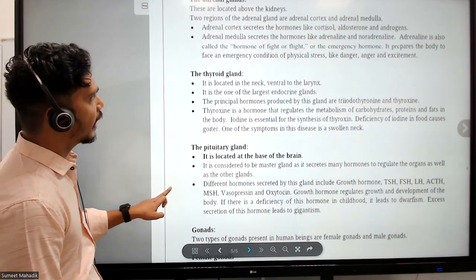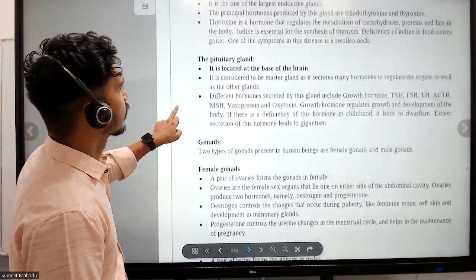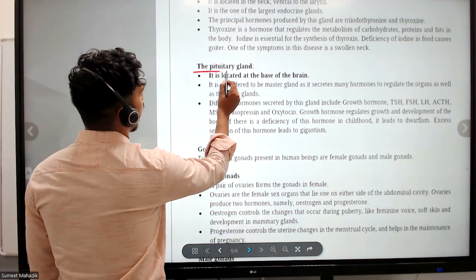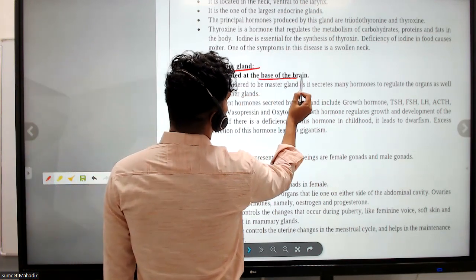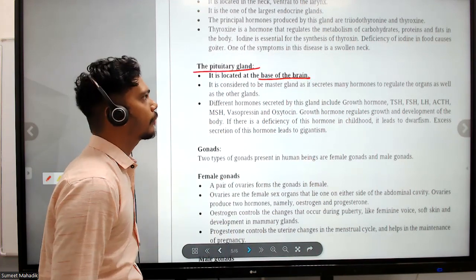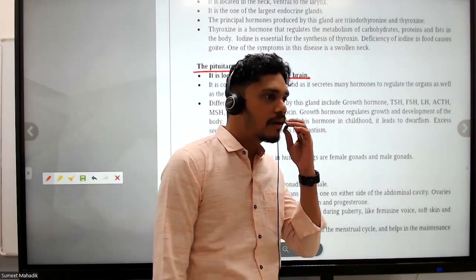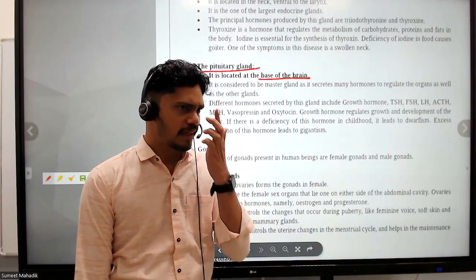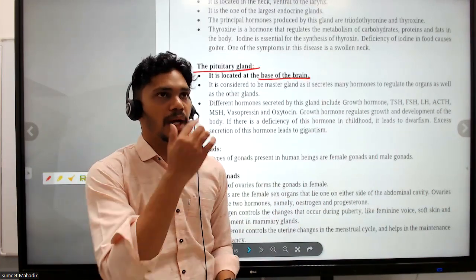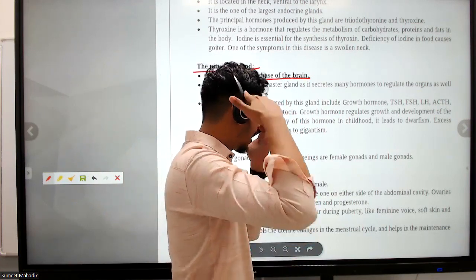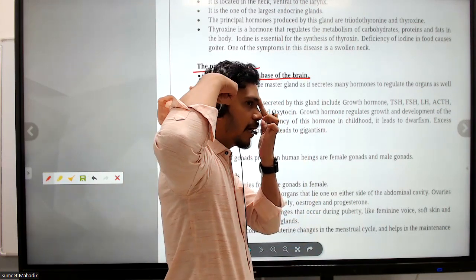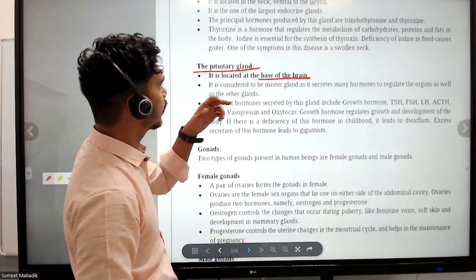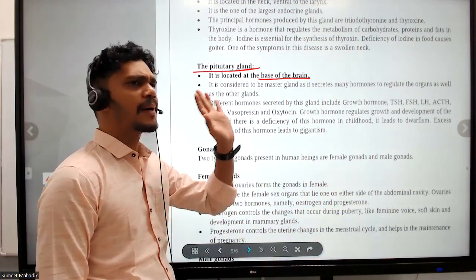Now we're going to talk about the master gland. That is the pituitary gland. It is located at the base of the brain, exactly at the base of the brain. In Indian society we have a culture of applying a tika, a tilak, here. You must be aware of it. Exactly from here to here, the pituitary gland is here. The tilak is a symbolism of the pituitary gland.